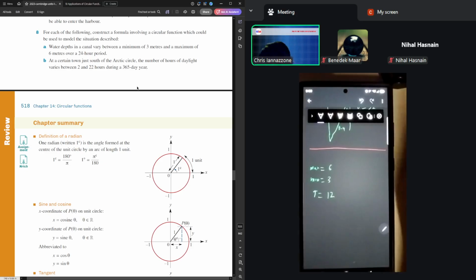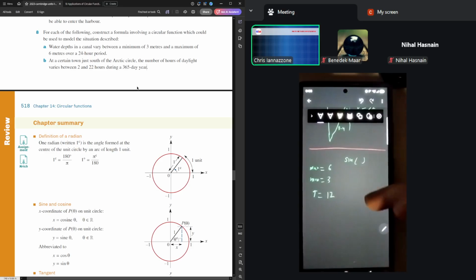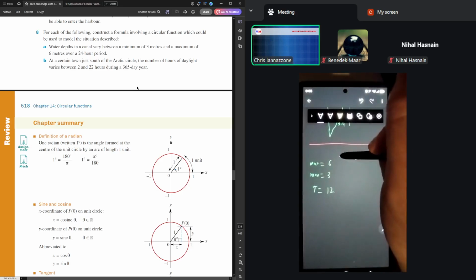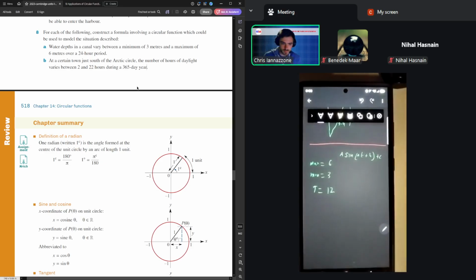So let's just, for simplicity's sake, say that we're starting with sine. We need to know the a that we're going to have. We need to know the n. We might need to know a horizontal translation if it exists, H. And we might need a vertical translation if it exists.